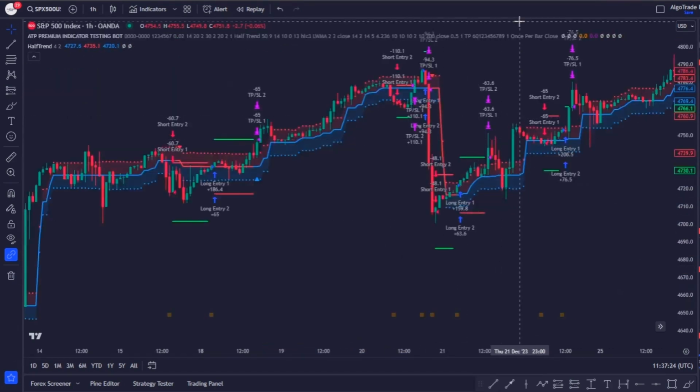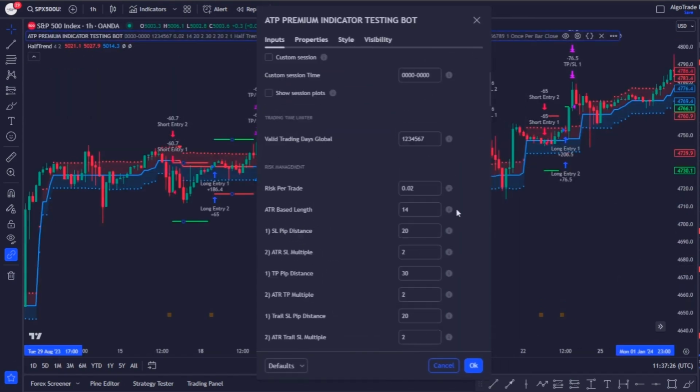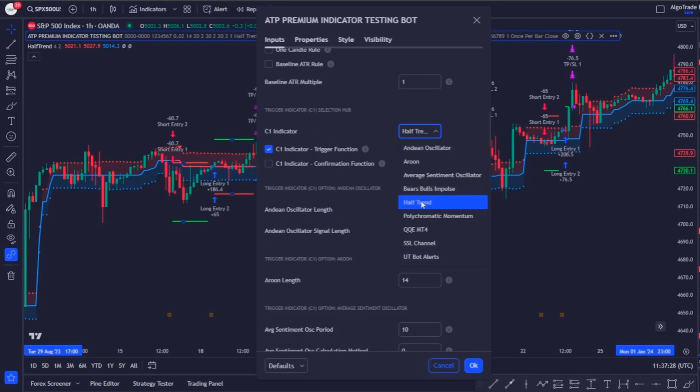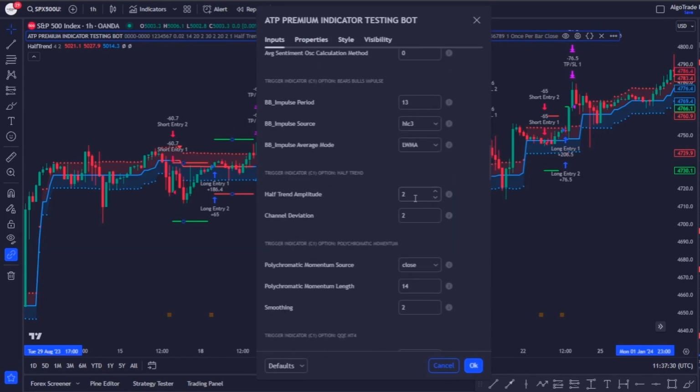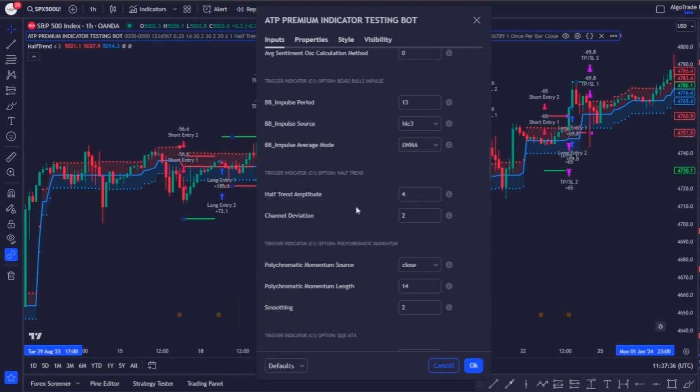Simple as that. After inserting the HalfTrend indicator into my trading bot, I can quickly choose it and play with its settings to optimize it, because the bot calculates the results in seconds. But for this backtest, I will use the setting 4 for the amplitude.